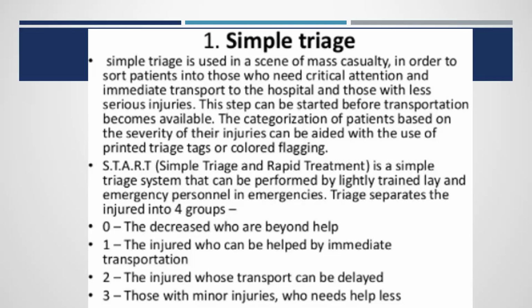The categorization of patients based on the severity of their injuries can be aided with the use of printed triage tags or colored flagging. There is an acronym known as START, which is a simple triage system that can be performed by lightly trained lay and emergency personnel in emergencies. It is basically simple triage and rapid treatment. Triage separates the injured into four groups. Zero is the deceased who are beyond help. Number one is the injured who can be helped by immediate transportation, and two is the injured whose transport can be delayed, and three are those with minor injuries who need less help.